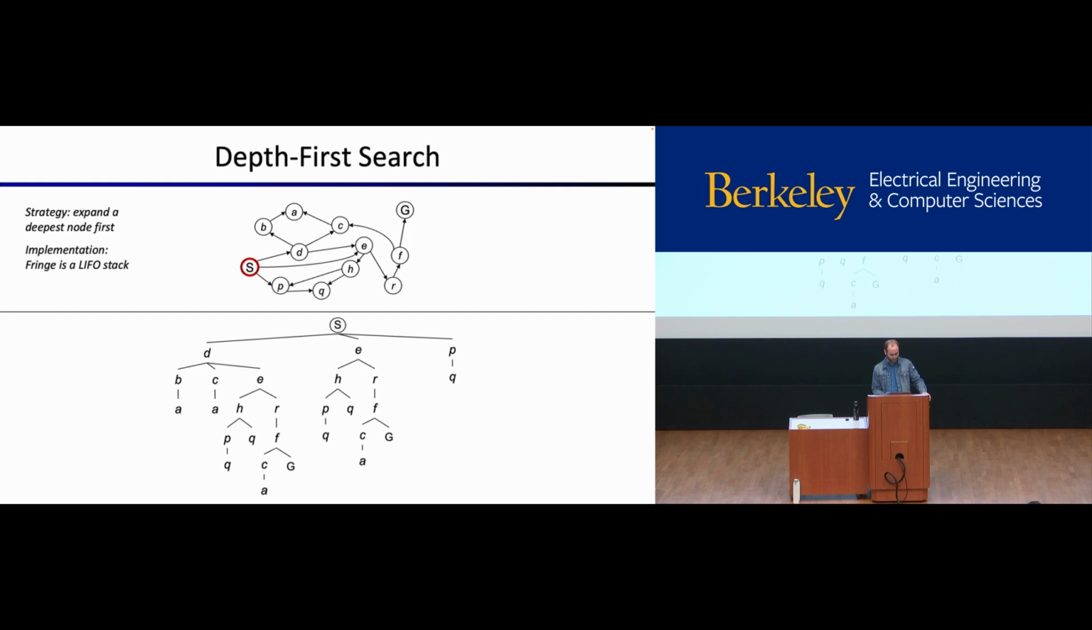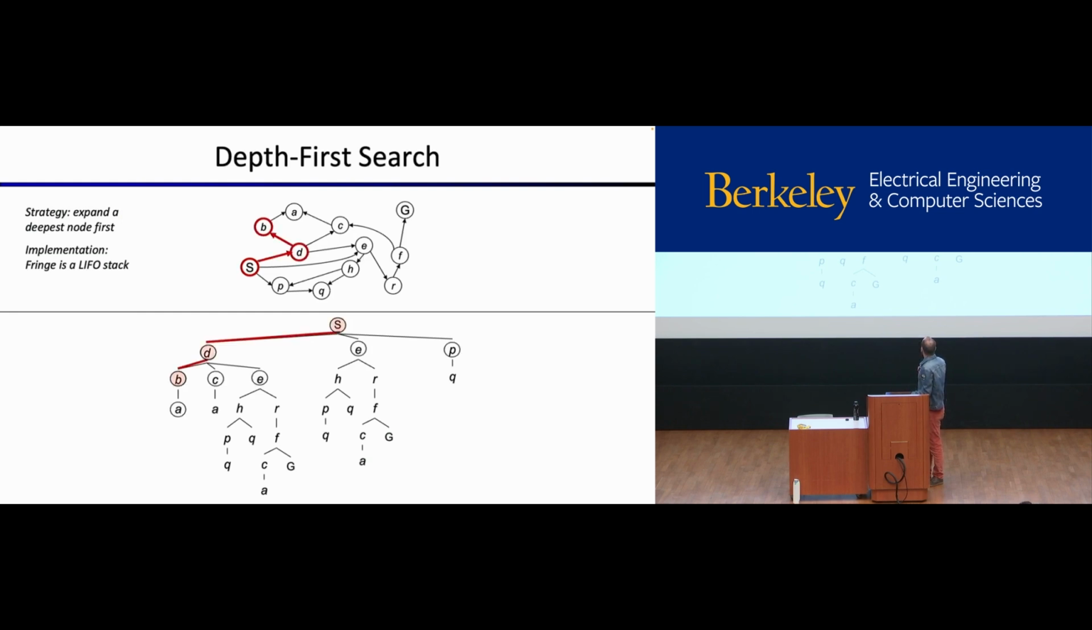So the fringe in depth-first search is a last-in, first-out stack. So what that means is we're keeping track of this fringe of paths that are partly explored, but we're going to need to explore more in the future. And when we decide to take one to expand further, to look at its children and see what we can do from there, we look at the last one that we added on. So how does this proceed?